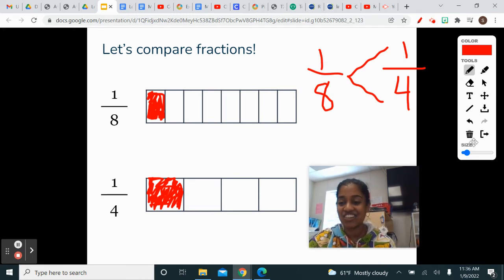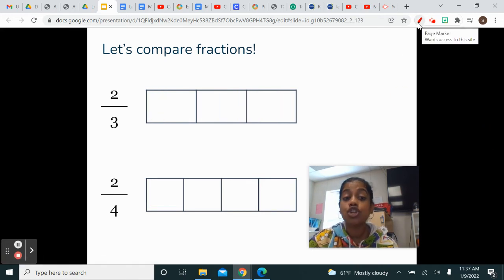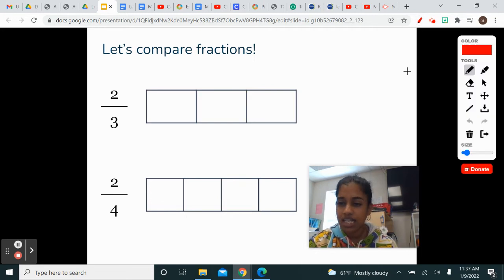All right, fantastic. Great job. Let's go on to our next example. So our next example is 2/3 and 2/4. So let's go ahead and take a look at these.